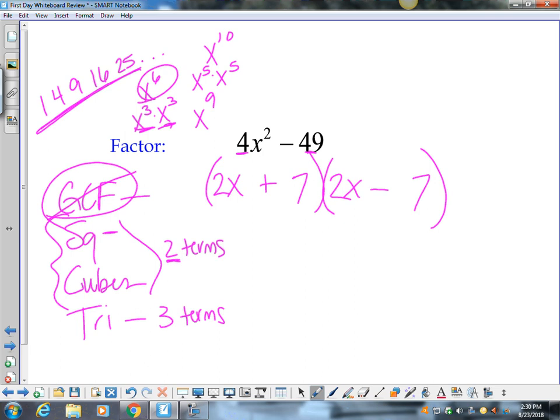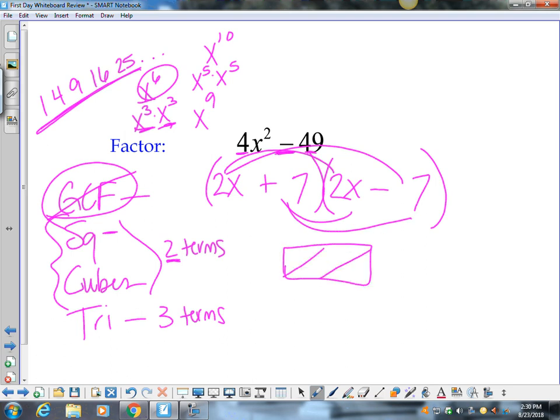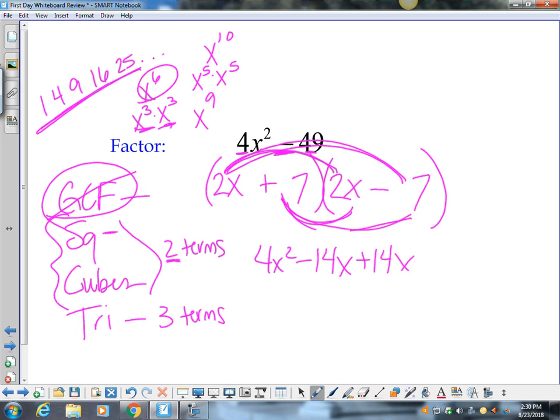The reason you have that is because when you multiply this back out, you need those middle 2 terms to cancel each other out because you don't have a middle term here. You only have 2 terms. So if I were to multiply this back out, 2x times 2x is 4x squared. 2x times negative 7, positive 7 times 2x, and a positive 7 times a negative 7. So you can see what I mean about those 2 terms canceling each other out. That's why when you do squares, it has to be 1 plus, 1 minus. So then this is your answer.